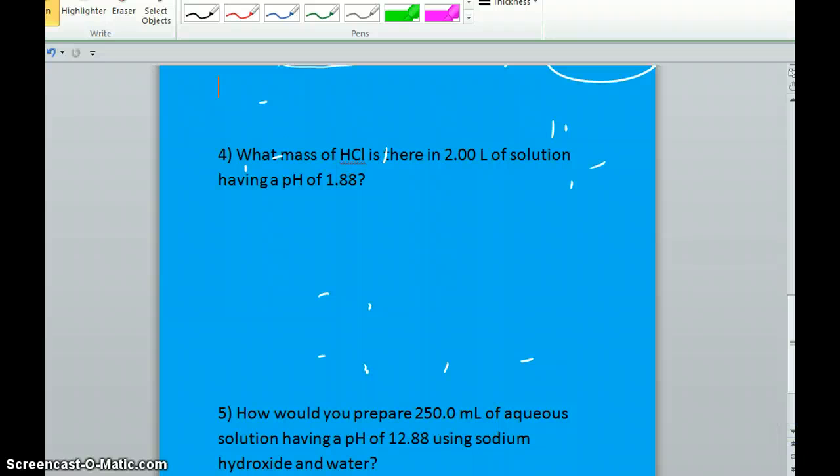Here's an additional problem. What mass of hydrochloric acid is in 2 liters of solution having a pH of 1.88? Now, in this case, I have been given an acid, so pH is what I'm interested in. But of course, I remember that if I have a pH, I really have a molar concentration of protons. So if I take second function log of negative 1.88, my calculator gives me 0.0132 molar protons.